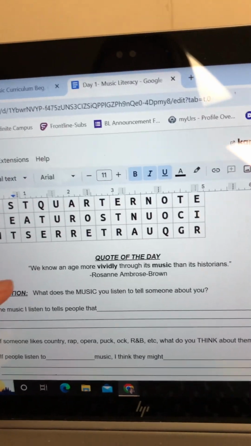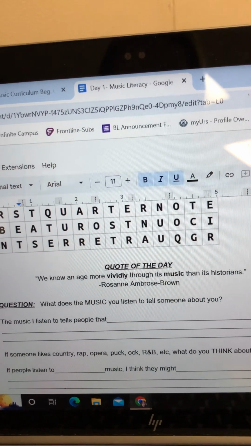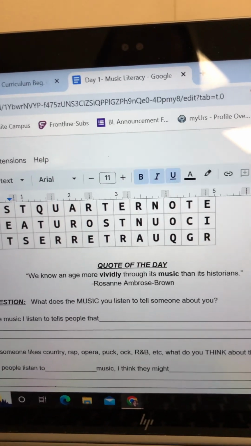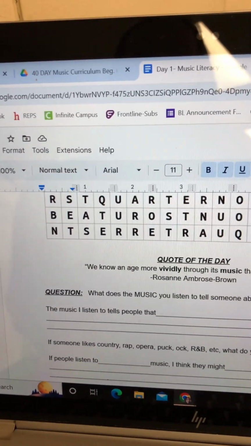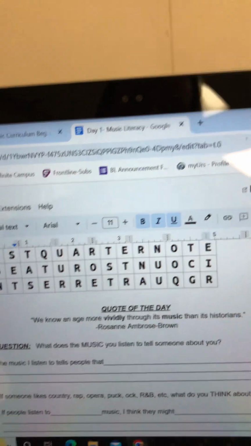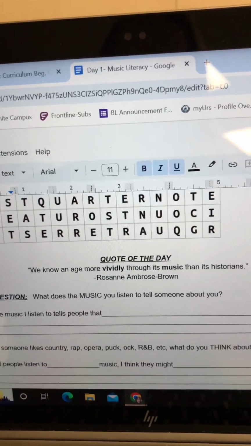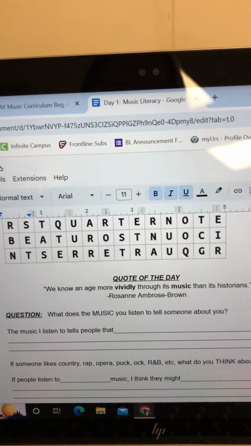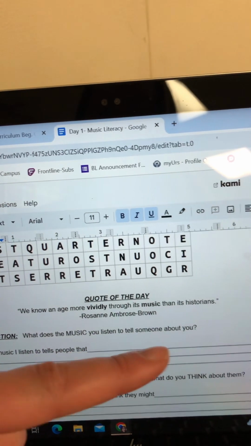And this quote says right here, we know an age more vividly through its music than its historians. So that's kind of saying, if I were to listen to music from like 900 BC, that music would sound way different than the music that's happening today in 2025. So we just learn a lot about people through their music. So the question I want to ask you, what does the music that you listen to tell someone about you?